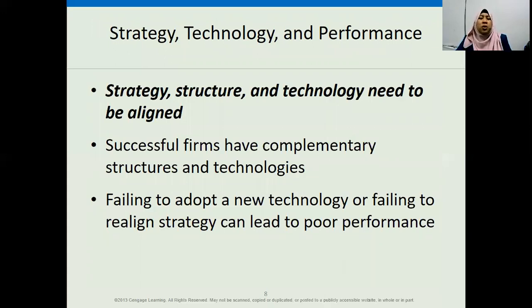Okay, so basically when we're talking about strategy, structure, and technology, they need to be aligned. Because we are talking about how the process works. We want to make sure that every single one of these, strategy, structure, and technology, needs to be parallel. Parallel, selari. Successful firms have complementary structure and technologies.